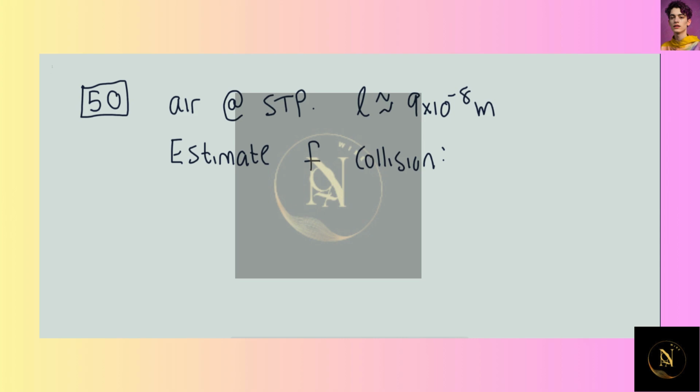So this may be perceived as cheating, but in problem 49, we derived an expression for the frequency, which is f equals 16 times the pressure times the radius of our particles squared times the square root of pi over mkT. This was derived in the previous problem, 49. And so from that, we can actually get everything.